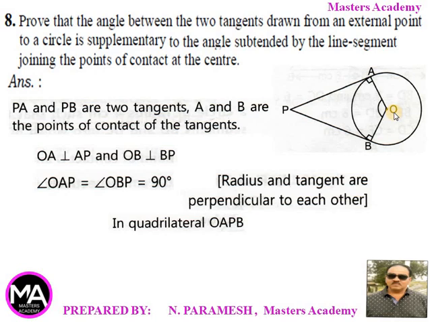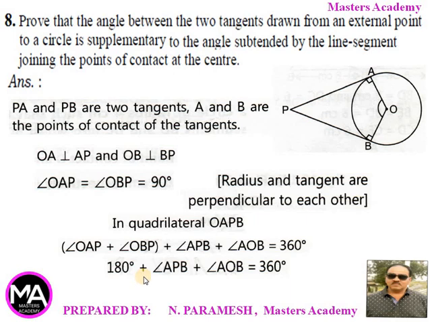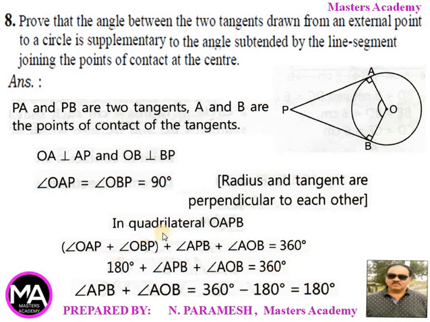In a quadrilateral OAPB, angle OAP plus angle OBP plus angle APB plus angle AOB is equal to 360 degree. 90 plus 90 is 180 degree, plus angle APB plus angle AOB is equal to 360 degree. Therefore, angle APB plus angle AOB is equal to 360 degree minus 180 degree, that is equal to 180 degree, that is supplementary angle.